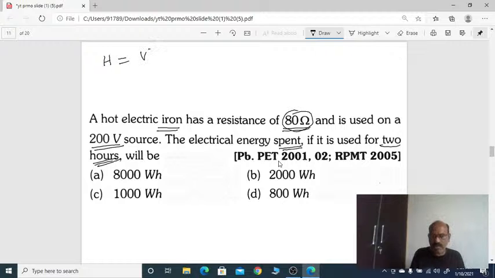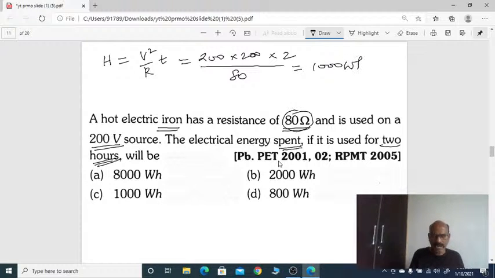We know that formula, V square by R into T. So V square, voltage is given, 200 into 200, into T, which is 2 hours, divided by resistance, given as 80. So you will get 1000 watt hour. So option C is the absolutely correct answer. 1000 watt hour electrical energy spent. Yes, let us go for the next problem.